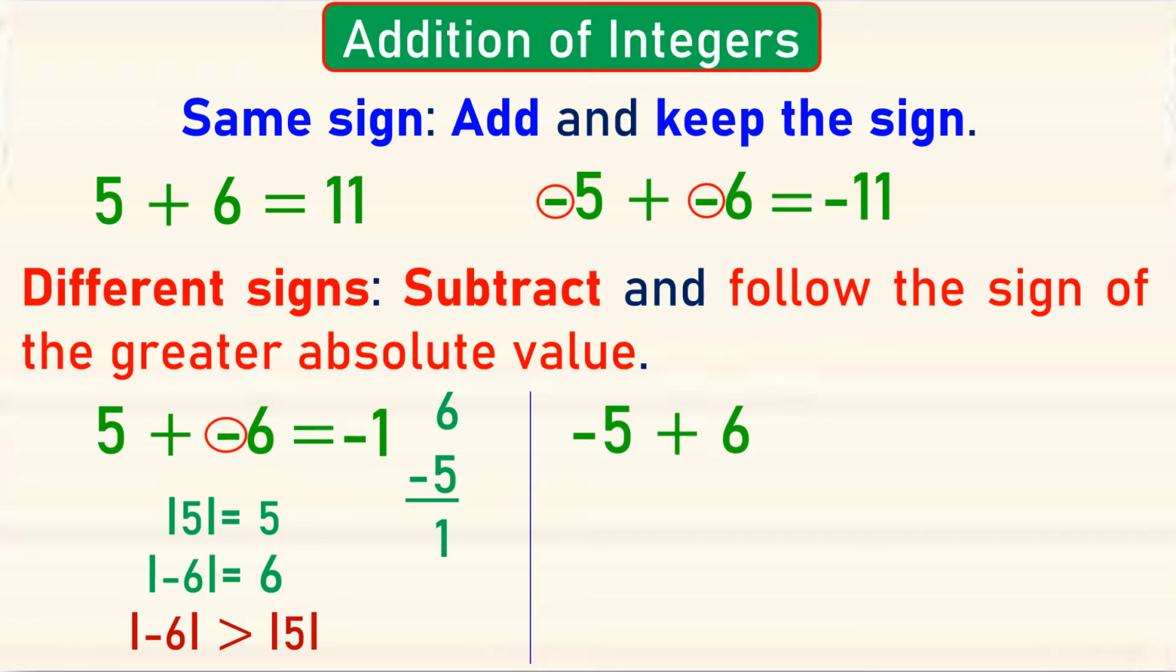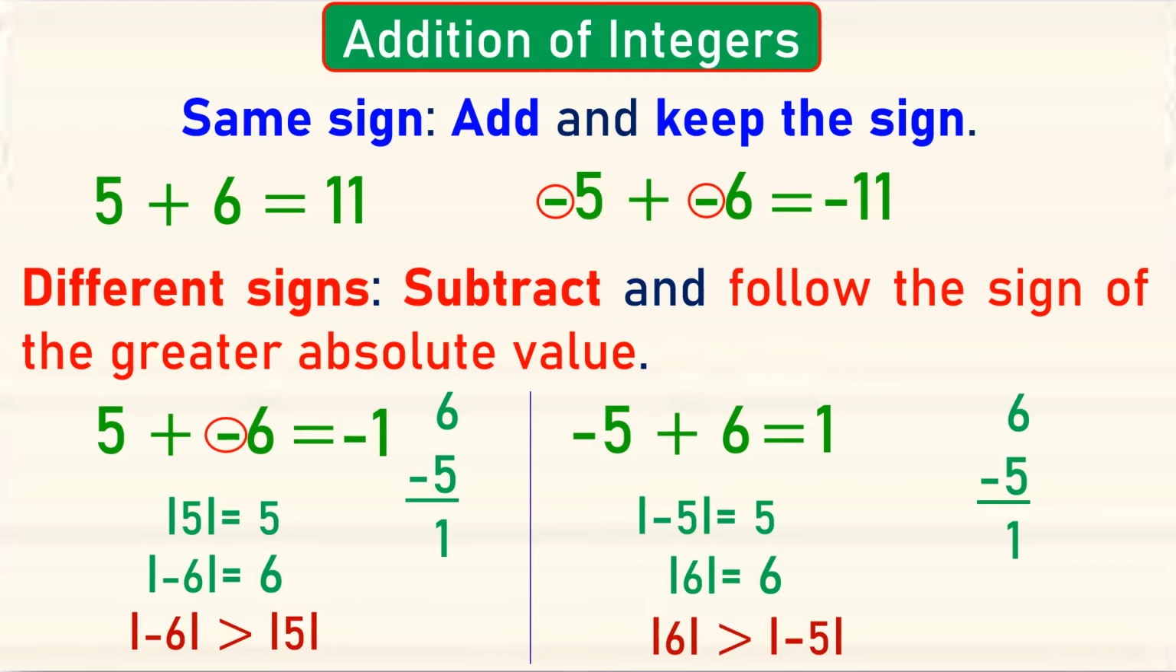Now let us have negative 5 plus 6. In here, we are going to subtract, so 6 minus 5 is 1, and then compare the absolute value of negative 5 and the absolute value of 6. Since the absolute value of positive 6 is greater than the absolute value of negative 5, we are going to follow the sign of positive 6, so it is equal to positive 1.